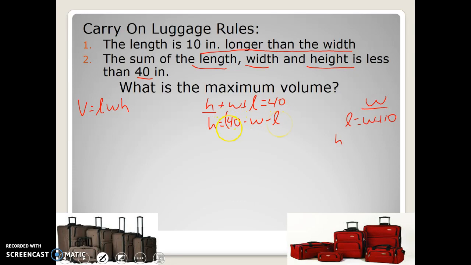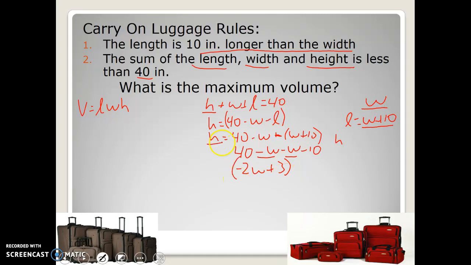But I don't want to use this as my expression because it has both a W and an L in it. So what I'm going to do is replace the L with what L is equal to over here, which is W plus 10. So it's going to be 40 minus W, and then minus W plus 10. I'm going to simplify this. It's going to be 40 minus W, and then minus another W, and minus 10. Well, if I put all those together, I have a minus W and a minus W, which is a negative 2W, and 40 minus 10 is 30. So that means my expression for H could be negative 2W plus 30.